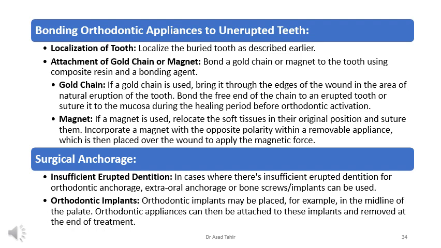Magnet. If a magnet is used, relocate the soft tissues in their original position and suture them. Incorporate a magnet with the opposite polarity within a removable appliance, which is then placed over the wound to apply the magnetic force. Surgical anchorage. Insufficient erupted dentition. In cases where there's insufficient erupted dentition for orthodontic anchorage, extraoral anchorage or bone screws/implants can be used. Orthodontic implants. Orthodontic implants may be placed, for example, in the midline of the palate. Orthodontic appliances can then be attached to these implants and removed at the end of treatment.